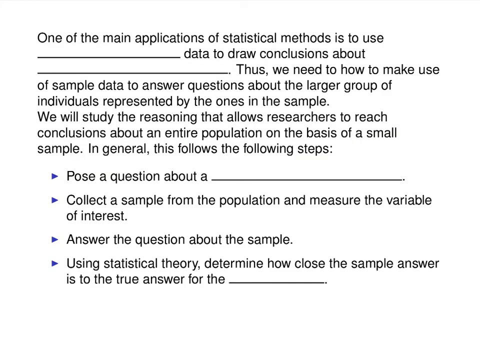So one of the main applications of statistical methods is to use sample data to draw conclusions about populations. And as a result, we need to know how to make use of sample data to answer questions about the larger group of individuals that are represented by the ones in the sample. We will study the reasoning that allows researchers to reach conclusions about an entire population on the basis of a small sample. In general, this follows the following steps.